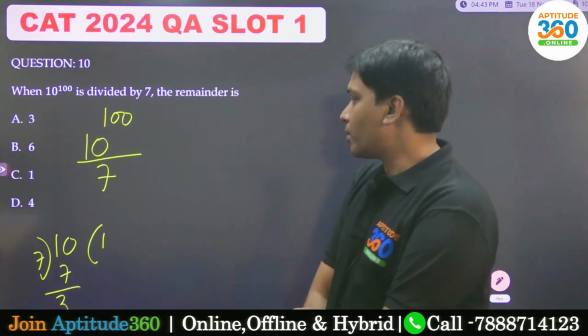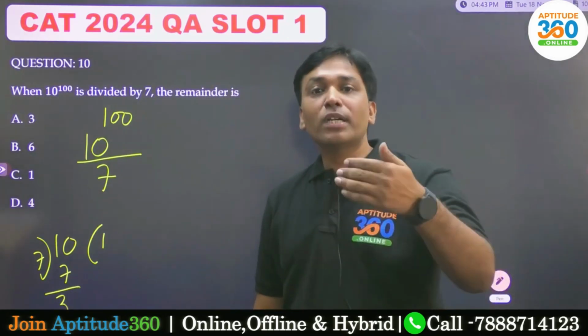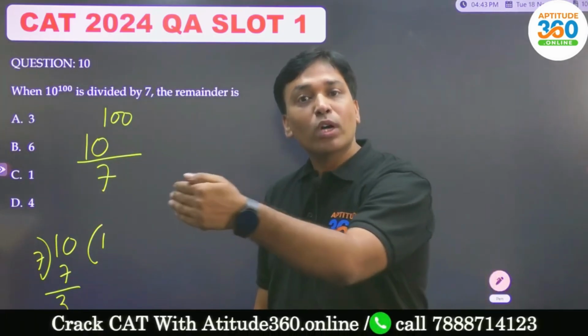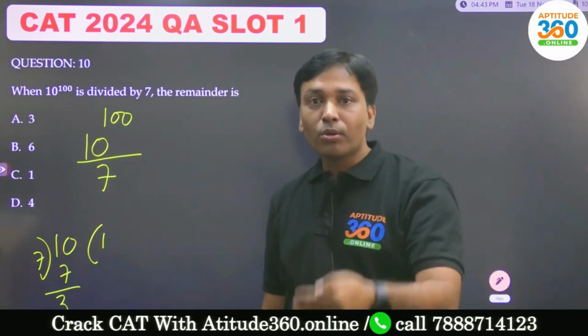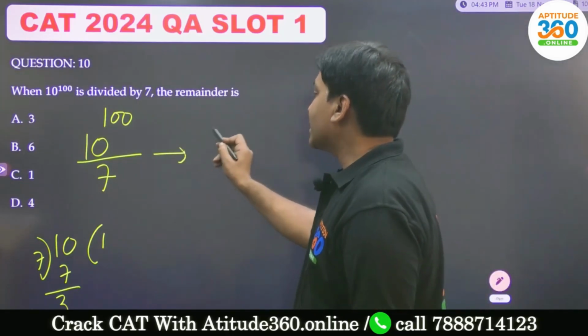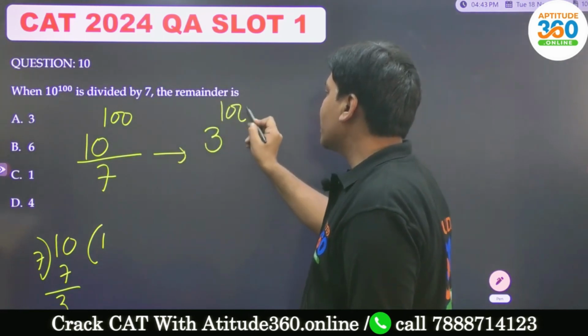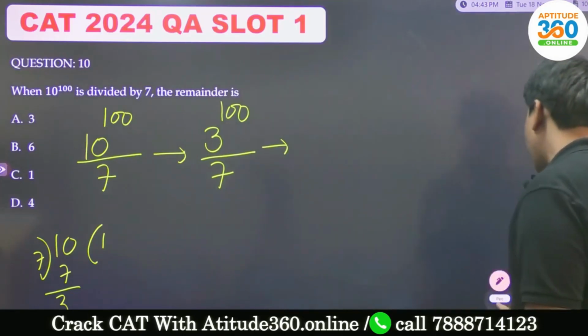And when the remainder is 3, what is the meaning of 10 raised to 100? The meaning of 10 raised to 100 is 10 is getting multiplied 100 times. And since 10 gets divided by 7, the remainder is 3, the remainder will also be multiplied 100 times. So can I say that it turns out to be 3 raised to 100 upon 7? I am just utilizing a commonsensical approach to simplify this.